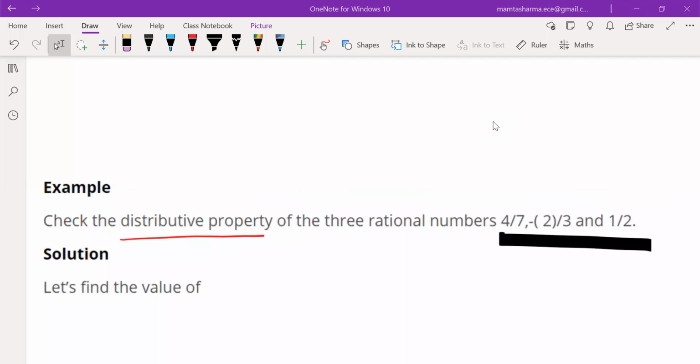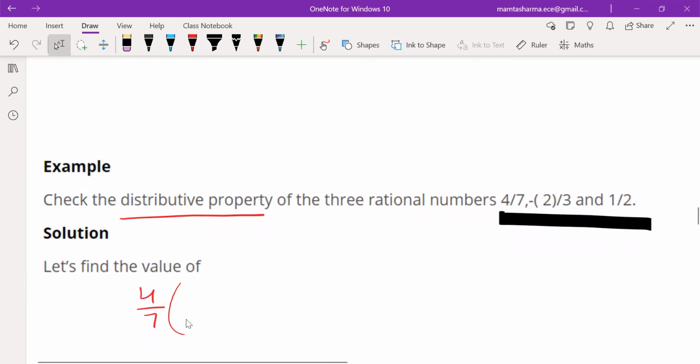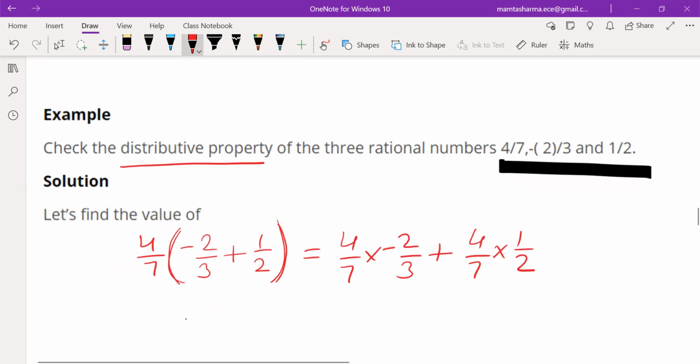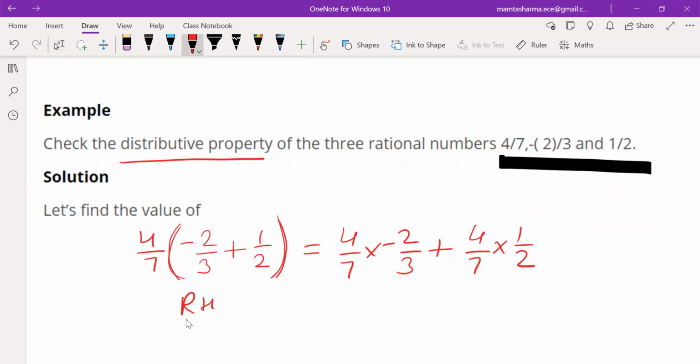See, the distributivity property can be written as 4 by 7 into (minus 2 by 3 plus 1 by 2). If we write this in this form, this can be written as 4 by 7 into minus 2 by 3 plus 4 by 7 into 1 by 2. Now check whether both sides are equal or not. If they are equal, it means the distributive property is satisfied here.